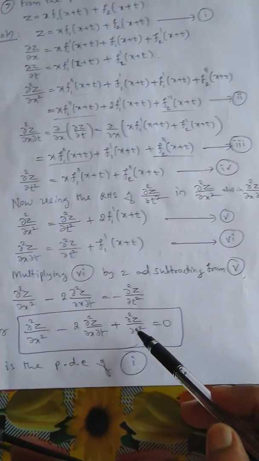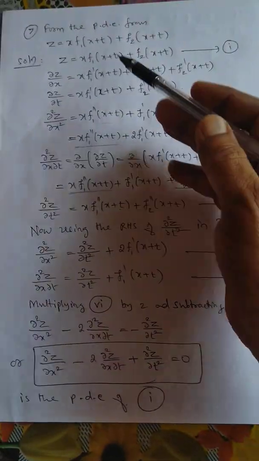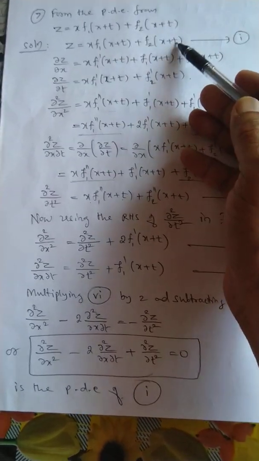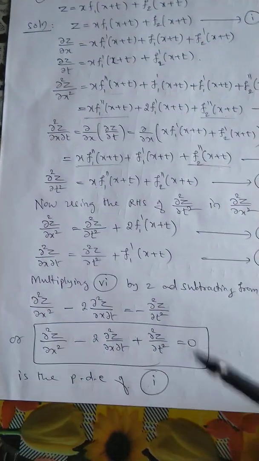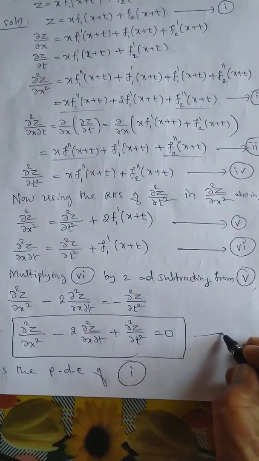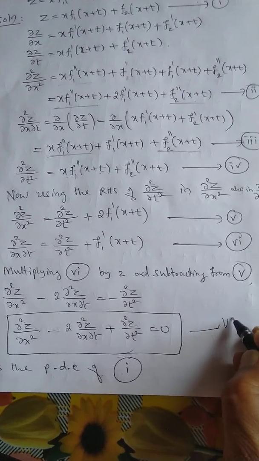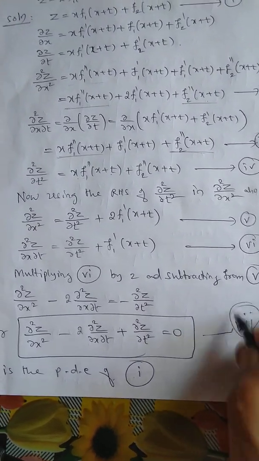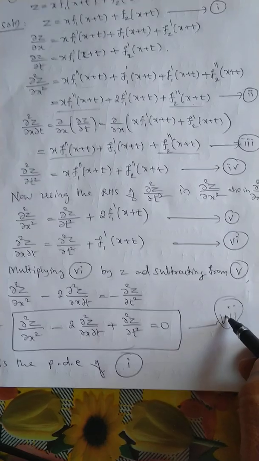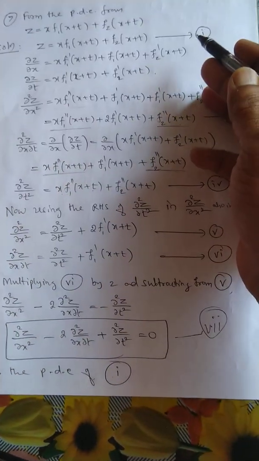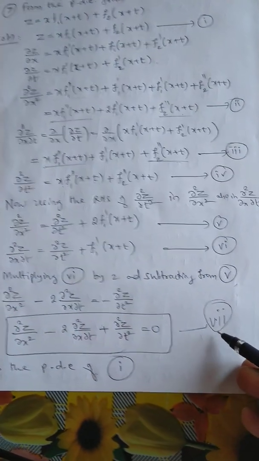So this is the partial differential equation of which the given function is the solution. So equation 7 is the partial differential equation, and the given function is the solution of 7.